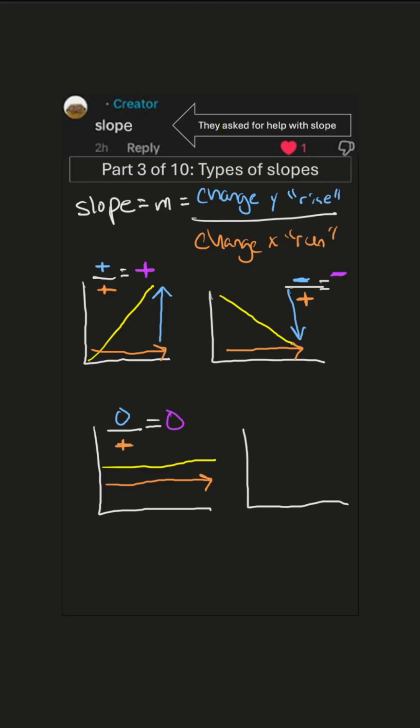Now this one here is interesting. This one's vertical. Now this one has no run. And the rise, we don't know if it's going up or down. So this one, we don't know what the rise is. And the run is 0. And we know that we cannot divide by 0. So this one is undefined.